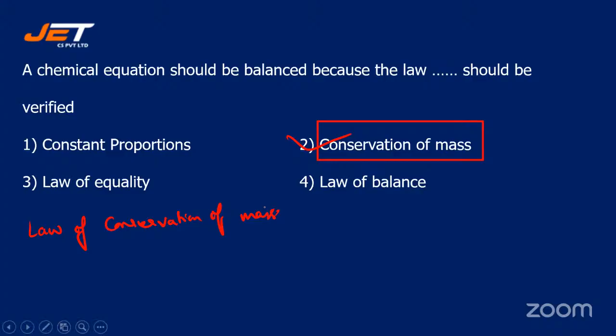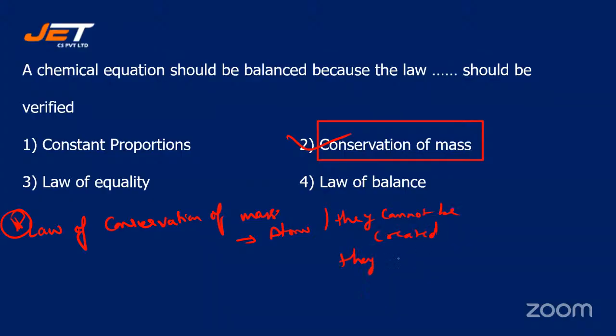I am repeating again and again, but that constant perfection you have to get regarding this law. What does this law mean? It means that atoms or molecules cannot be created. That is, mass cannot be created. They cannot be destroyed. So the only possibility is changing of forms.